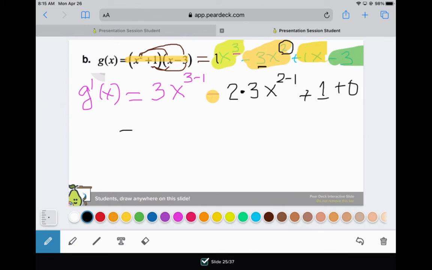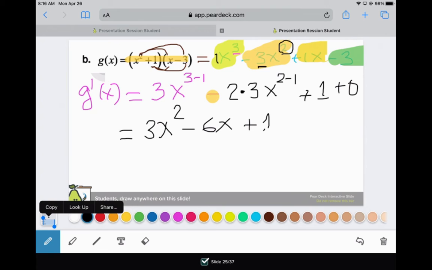Okay, now we're just going to finalize this problem. So it's 3x to the second power. 2 times 3 is 6. 2 minus 1 is 1. 1 plus 0 is just 1. So this is my final answer. This is my derivative.